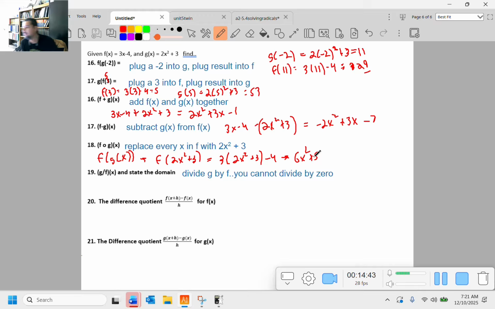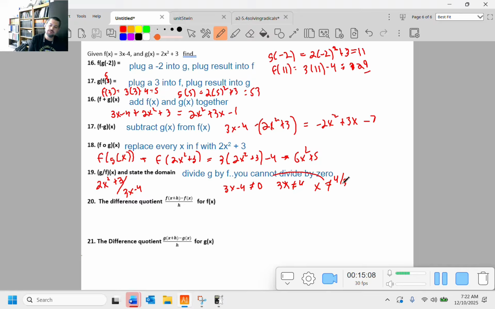19, find g over f. Literally put g over f. You don't have to do long division or anything. It's just put g over f and state the domain. The domain comes from the fact that you cannot divide by 0. So 3x minus 4 shall not be a 0. 3x cannot be 4 because you can add 4 to both sides. X cannot be 4/3 because you know how to divide by 3.